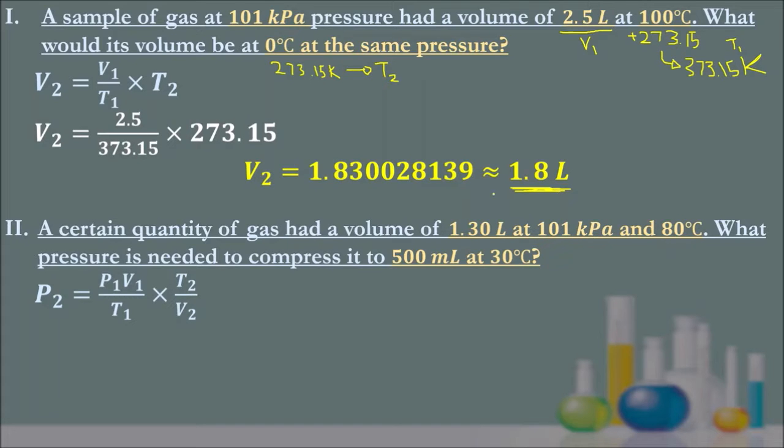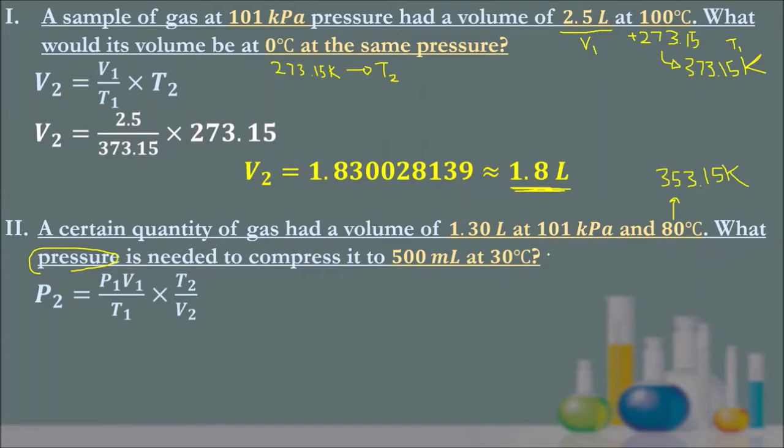Next question, you're looking for the pressure, P2, and you have these values here. So you have the volume at 1.3 liters at a certain pressure and certain temperature, and then we're trying to look at what's the new pressure if the volume and temperature are now this. Now there's a couple of things you need to do. Firstly, again, you need to convert the temperature into Kelvin. So 80 degrees Celsius, if you add that on to the 273.15, that is equal to 353.15 Kelvin.